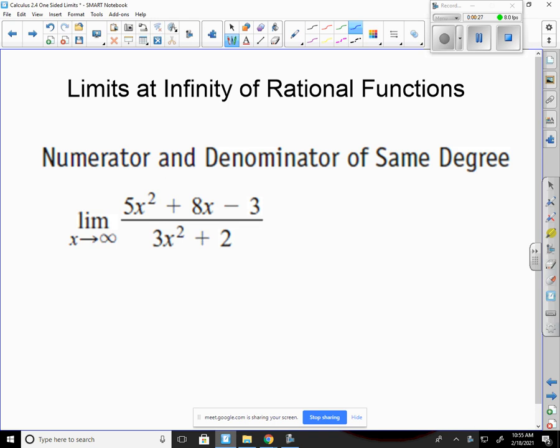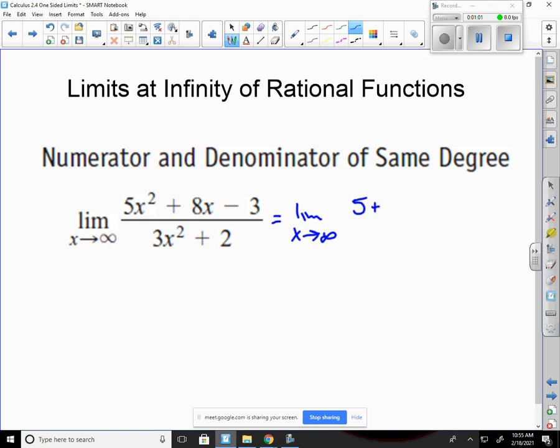So whenever this happens, what we actually want to do is take the top and bottom and divide each term by the highest degree. And I'm going to show you how that's going to work and why it helps us. So if I take the first term, can't forget to write limit as x approaches infinity. If I take the first term and I divide it by x squared, then that just leaves me with 5.